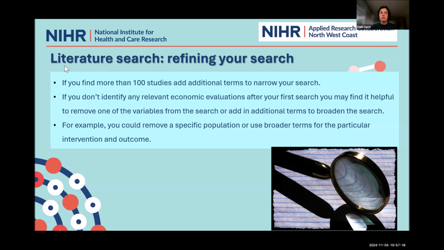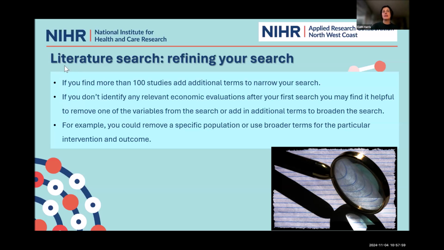If you don't identify any relevant economic evaluations after your first search, you might need to broaden your search a bit. So you could remove one of the concepts. So if you have searched for population, intervention and outcomes, you could take out the outcomes term and just search for the population and intervention. Sometimes outcomes are not very well reported in abstracts. So in order to broaden the search, you can take out an element of it. You might want to add in some extra terms, some further synonyms, maybe to capture other literature.